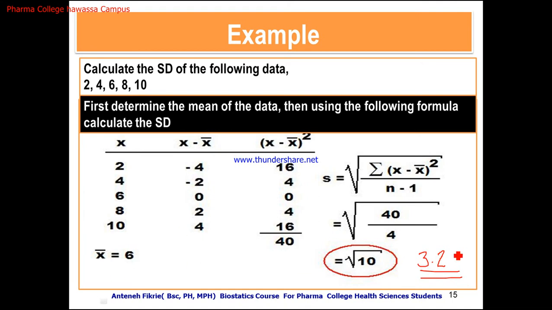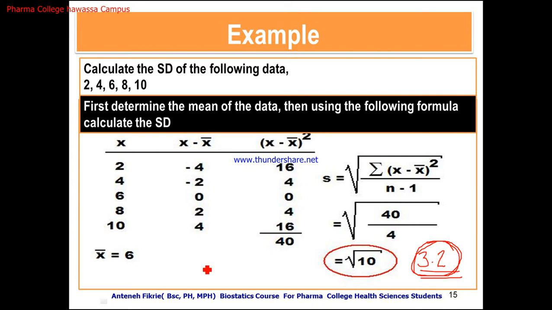So what does that mean? This standard deviation indicates how the individual observations vary from their mean. On average, each individual observation varies by 3.2. When you add 3.2 to 6, you get 9.2, so there is a value of 9.2. And when you subtract 3.2 from 6, you get 2.8, so there is a value less than the mean, which is 2.8.